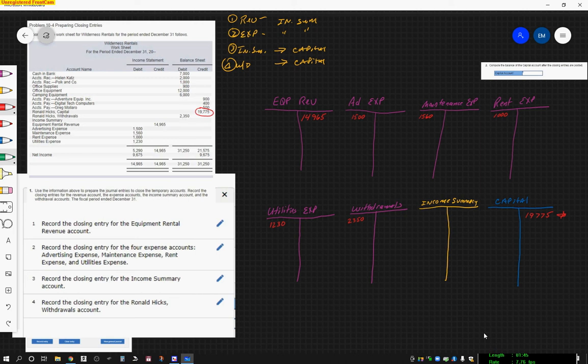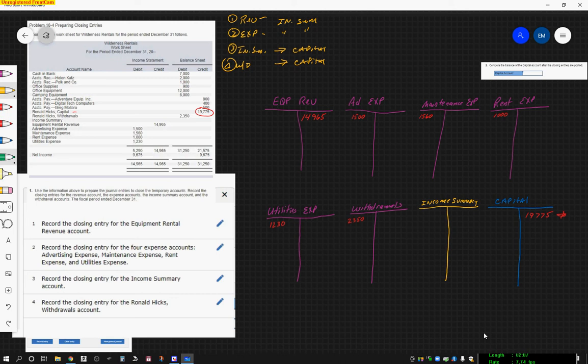Right. So we take 19,775 right out of the capital and put that into our T account, because we're going to need that if we're going to be asked a question like number 2, which asks what the balances are for all these accounts. In any case, the very first account that gets closed is going to be the revenue account.